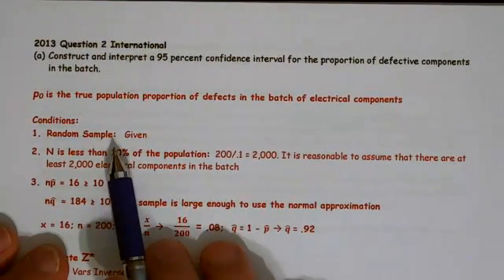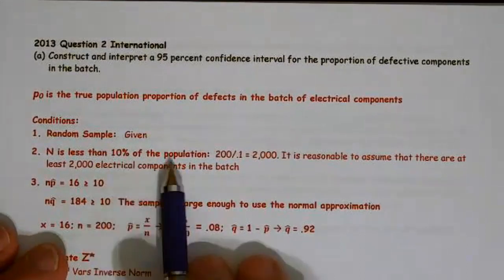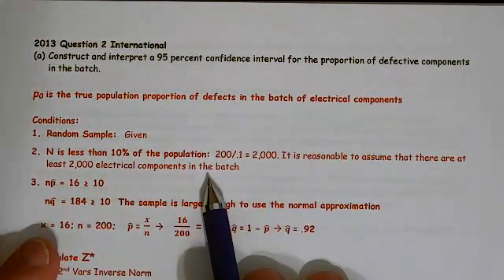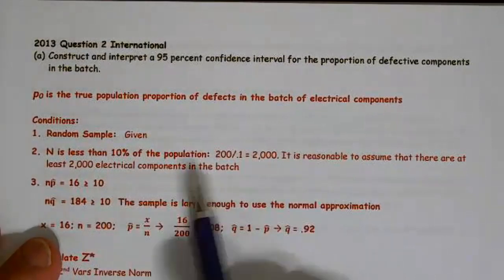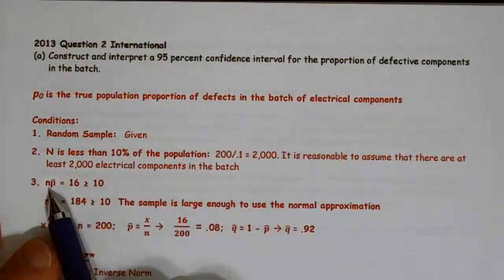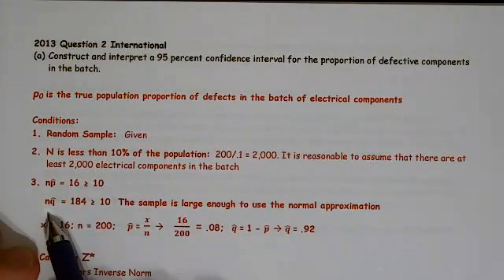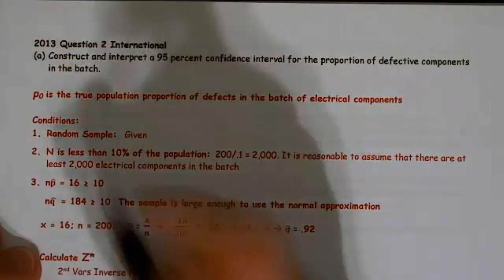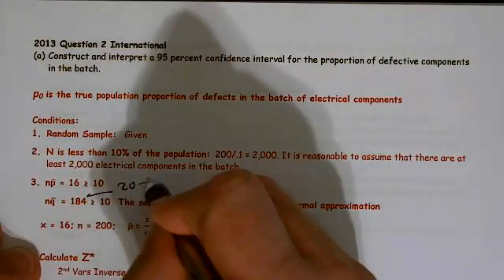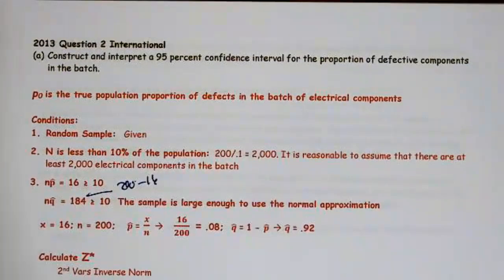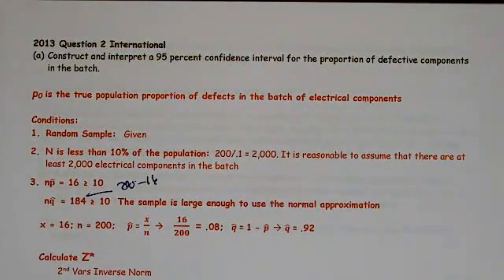Random sample, they gave that to us. N is less than 10% of the population. Reasonable to assume that there are more than 2,000 electrical components in this batch. So n p hat equals 16. We have 16 defects, and n times q hat, or this could also be written as 200 minus 16, is 184, and that's greater than 10. So the sample is large enough to use the normal approximation. It just needs to be greater than 10.